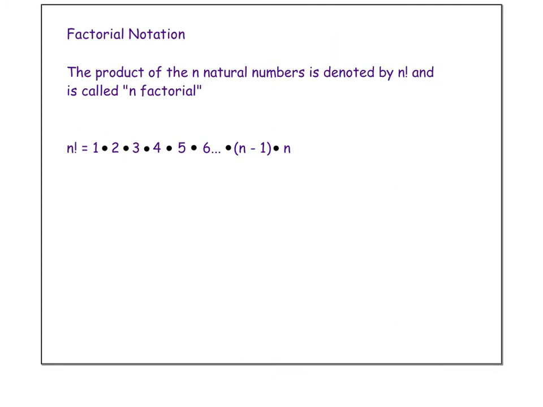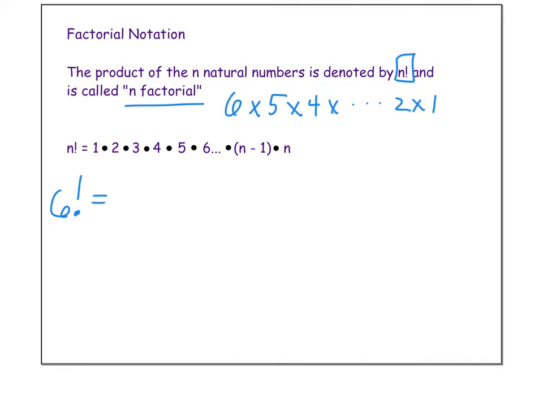So something that we need to talk about is called factorial notation, which is the product of the n natural numbers is denoted by n with an exclamation mark. You have an n with an exclamation mark, and it is called n factorial. The previous slide with the 6 runners, when you start with a number and then you start multiplying by the number minus 1 all the way down to 1, that's called factorial notation.